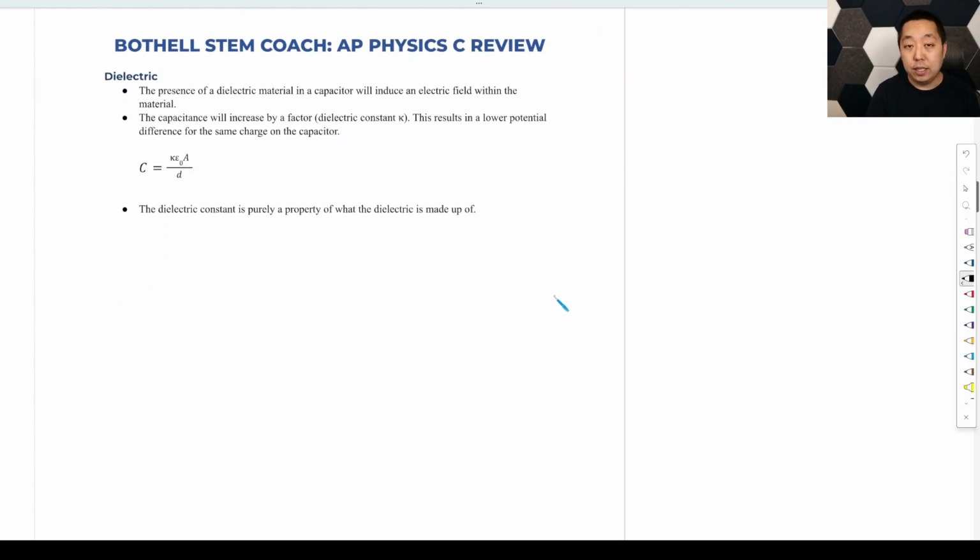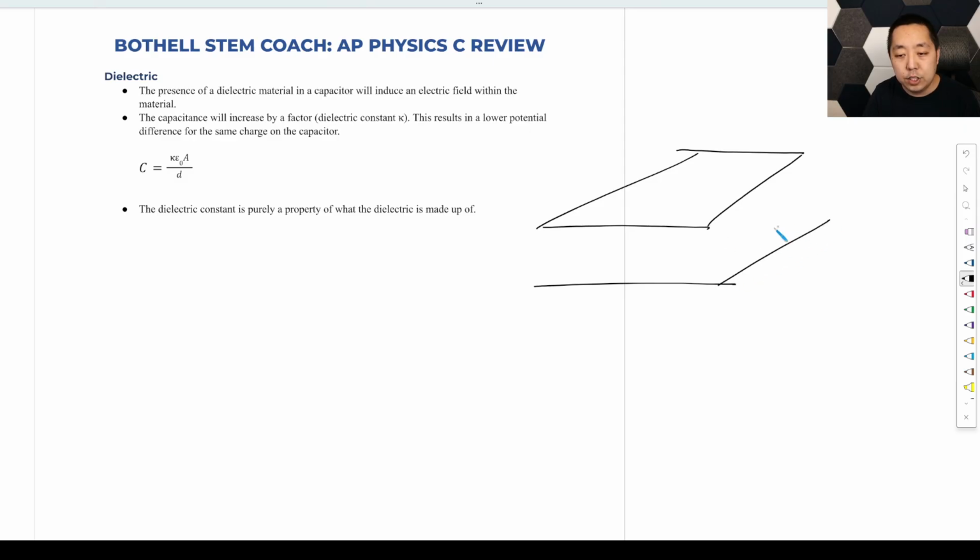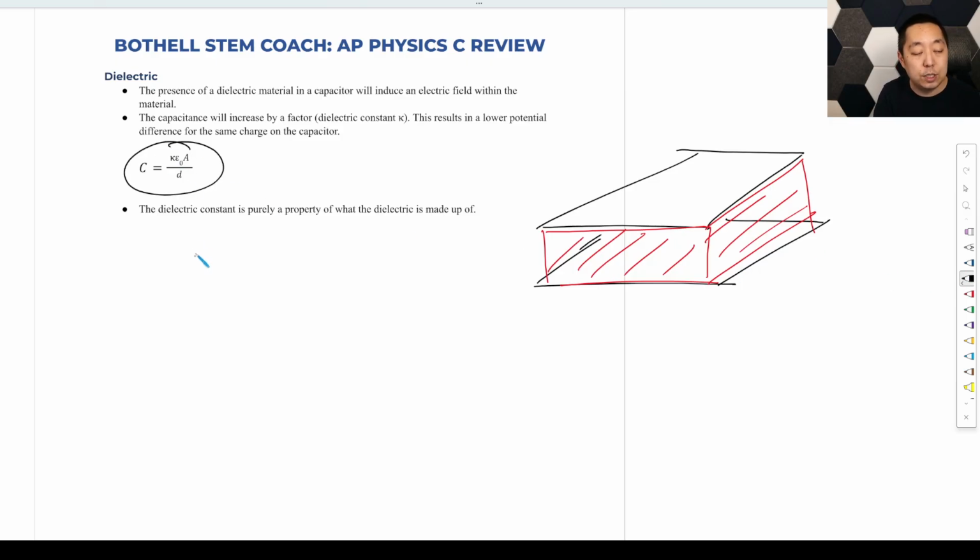Okay, dielectric is if I insert something. If I have a parallel plate here and I insert a material in between them, like a block of glass or some other material, you are going to increase the capacitance. The capacitance increases by the dielectric constant we call kappa. This is technically kappa, not a K, but it looks very much like a K. Kappa is our dielectric constant, and it increases the capacitance.